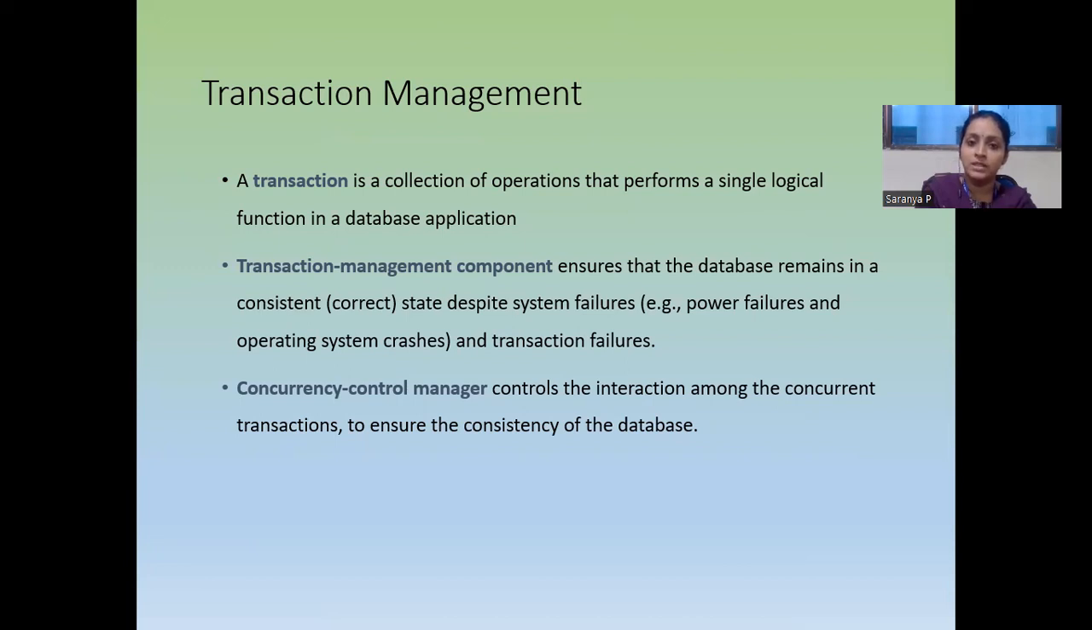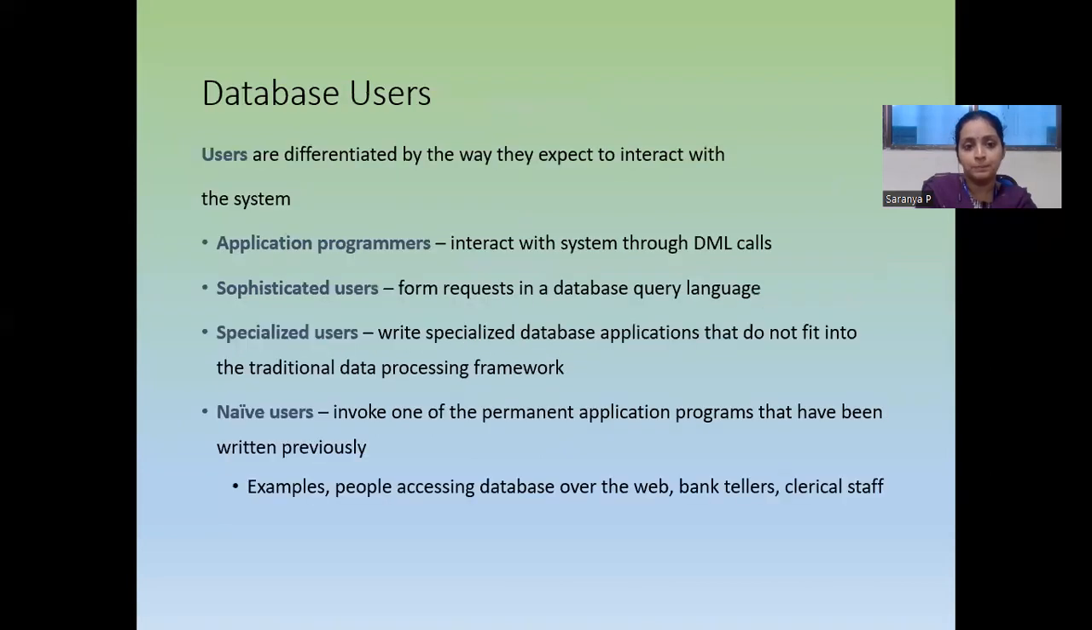The concurrency control manager is responsible for allowing more than one user to access the data without any conflicts. Whenever two different users access the same data at the same time for updating, then serializability has to be maintained to overcome the conflicts. That is the responsibility of the concurrency control manager.